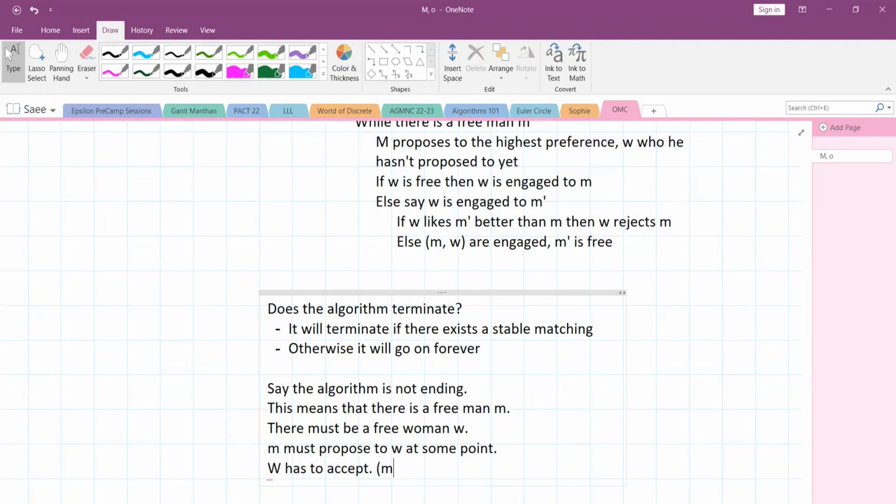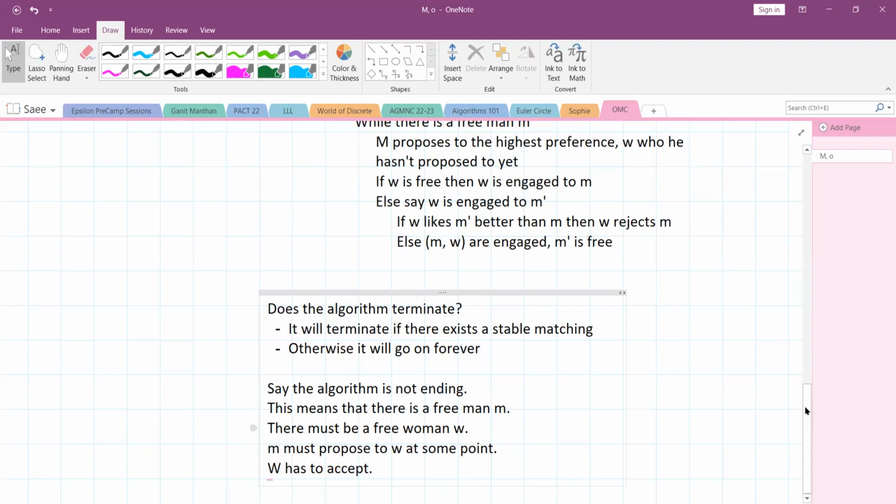But what if this M proposes to somebody else and that woman accepts the proposal, so the other man becomes free, and that other man who is now free proposes to some other woman who is already engaged, and then that woman accepts the proposal, and what if this goes on forever, right? Can this happen? That's a very good question. So let's try to look at it more carefully.